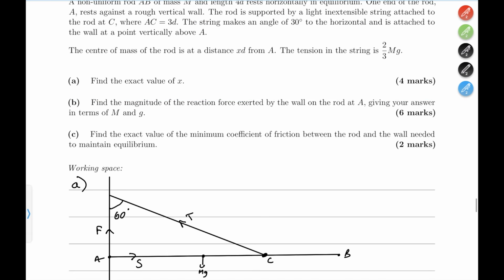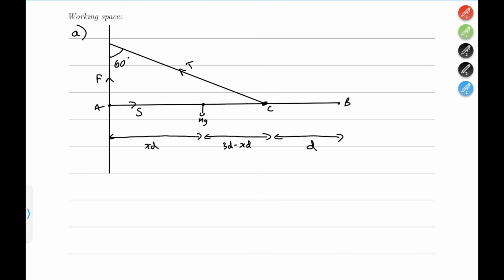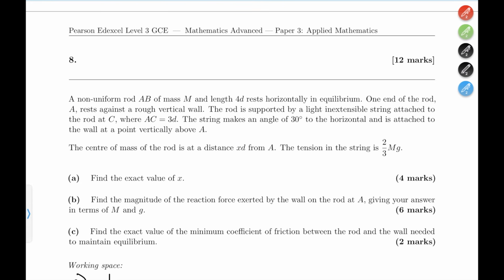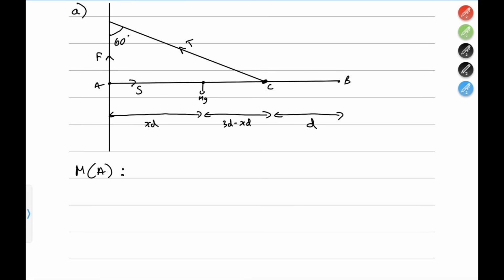Okay, so the first question is asking us to find the exact value of x. So what we're going to do is, if we take moments about A, it means that we can completely ignore the reaction forces. So we can completely ignore F and S. And that's going to be really useful for us because it reduces the amount of working we have to do. So we're going to take moments about A. Okay, as it's in equilibrium, so we can see here that it's resting horizontally in equilibrium. So the clockwise moments are going to be equal to the anti-clockwise moments.